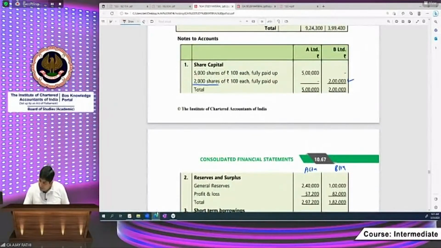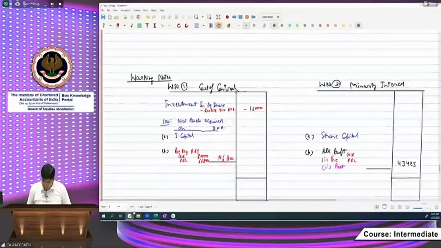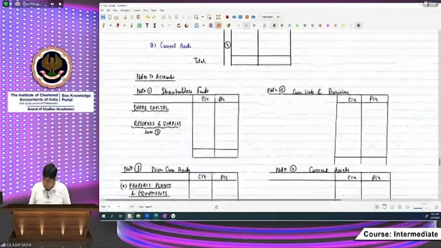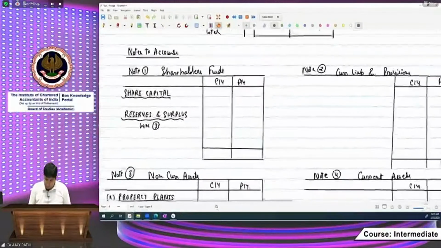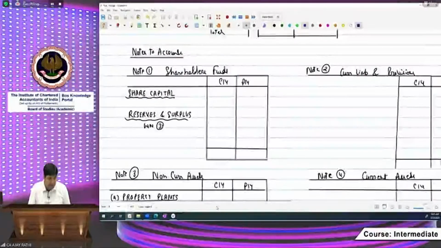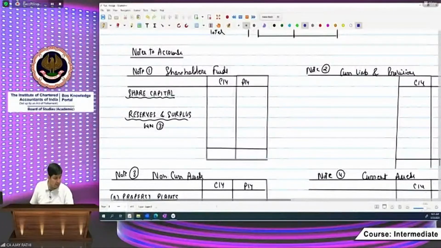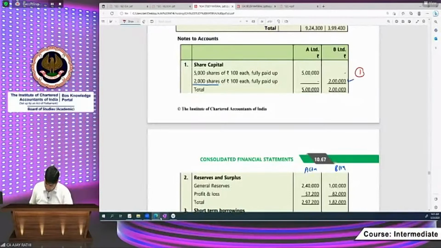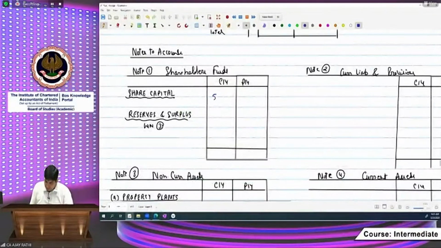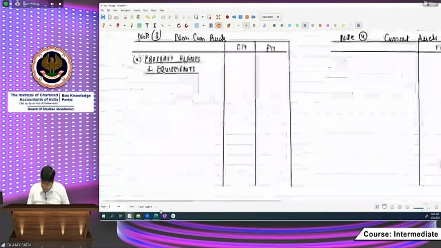This is number one. Holding company share capital is there. Yes. What is the amount of share capital? 5 lakh. 5 lakh is there. And what about the subsidiary company share capital? So that will be divided into two parts.